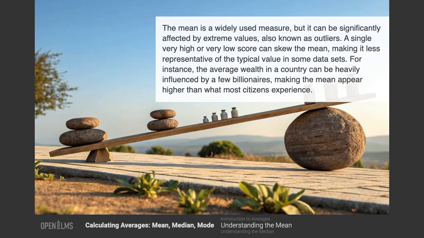The mean is a widely used measure, but it can be significantly affected by extreme values, also known as outliers. A single very high or very low score can skew the mean, making it less representative of the typical value in some datasets. For instance, the average wealth in a country can be heavily influenced by a few billionaires, making the mean appear higher than what most citizens experience.